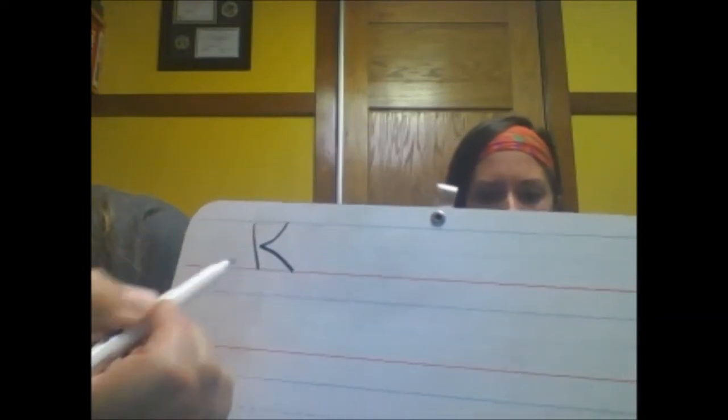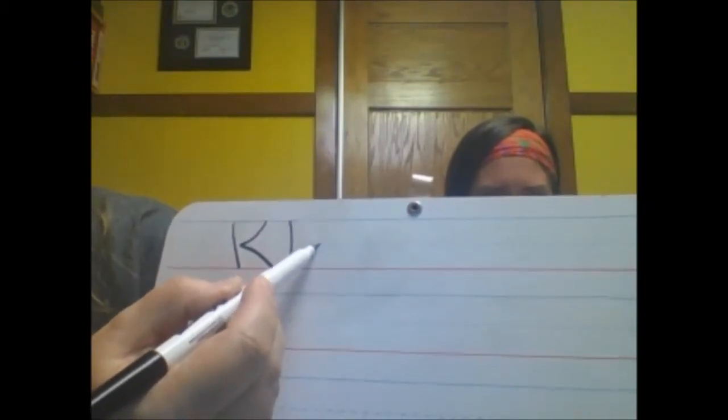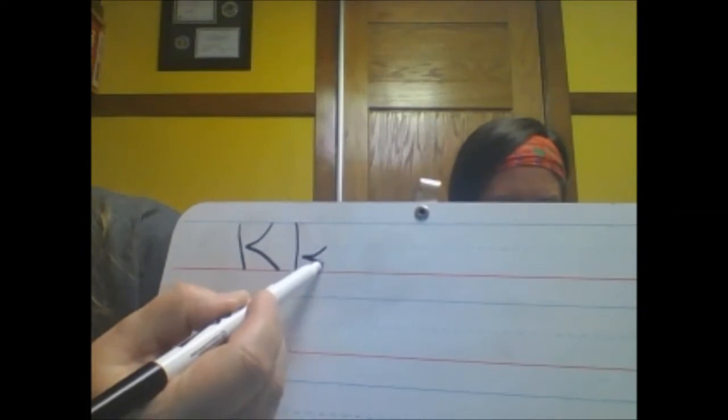Today the letter is K. So let's learn how to make the letter K. The letter K starts with a down motion. It goes down. Then the uppercase K goes back to the top line and it's slant in, slant out. Okay? The lowercase k goes down and it only goes to the midline and goes slant in, slant out.